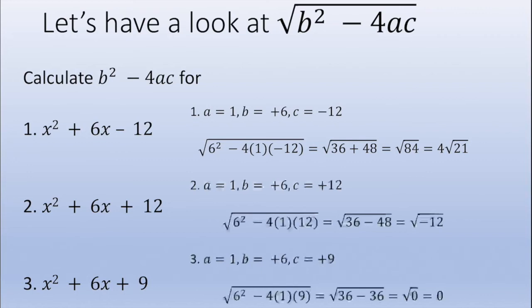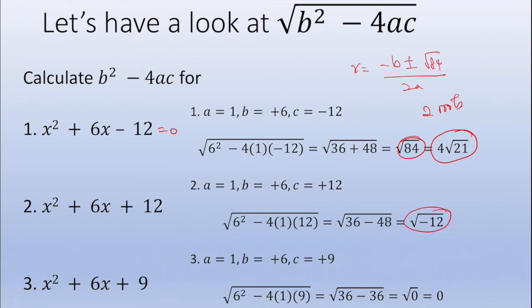Now, looking at this, if x squared plus 6x minus 12 equals 0, can we solve it? We can't really factorize it, but we can solve it by either completing the square or using the quadratic formula. Here, the 4 square root of 21 or square root of 84 just tells me that x will be equal to minus b plus or minus square root of 84 divided by 2a. Alright, so therefore we know that there are two roots.